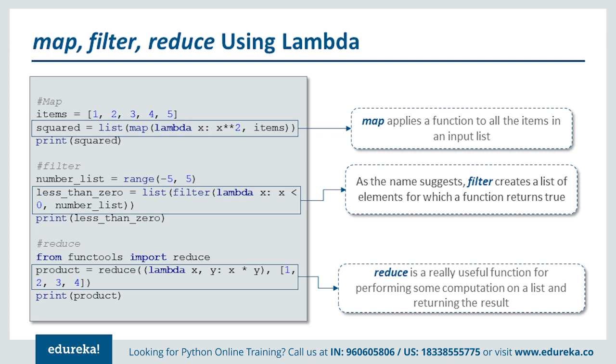Here, map is a mechanism using which you can take all the values or items from a particular input list. Filter is used to filter out some data, so if you are doing some filtration, it will give you a yes or no kind of return value, whether that particular item is present or not. And reduce is a very useful function for performing some computation on a list and returning the desired output.